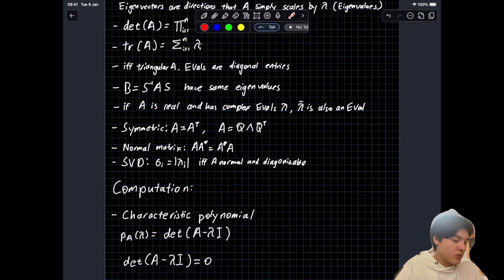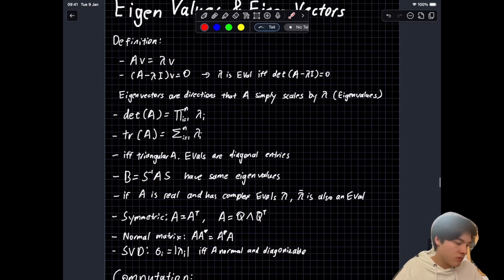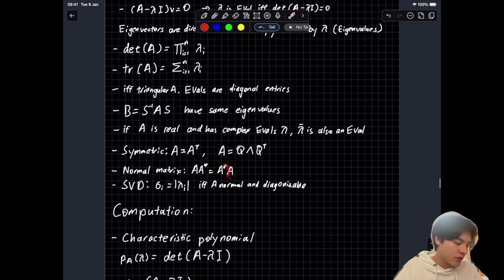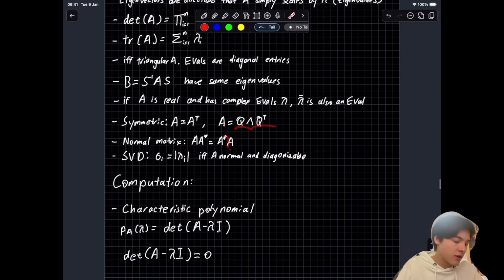If A is real and has complex eigenvalues, then the complex conjugate is also an eigenvalue of it. Then it comes in pairs, basically what it means. If A is symmetric, we can make a decomposition. Which is Q. Yeah, if it's symmetric, then we can do a decomposition.